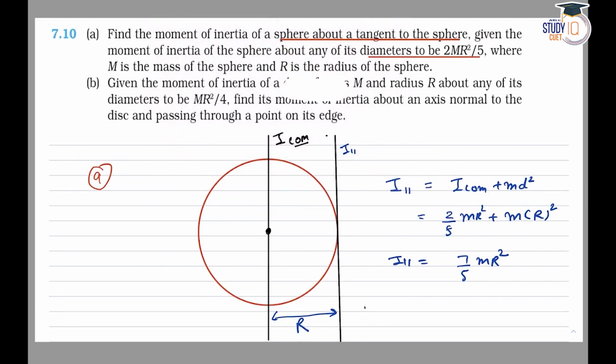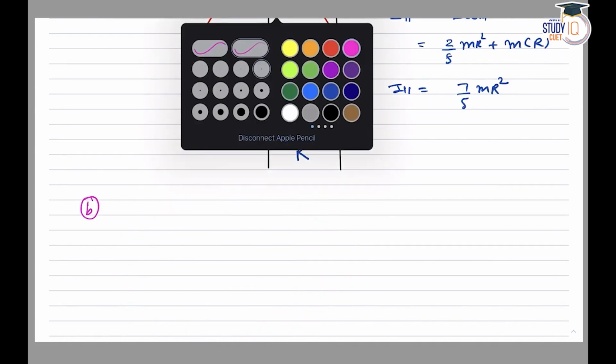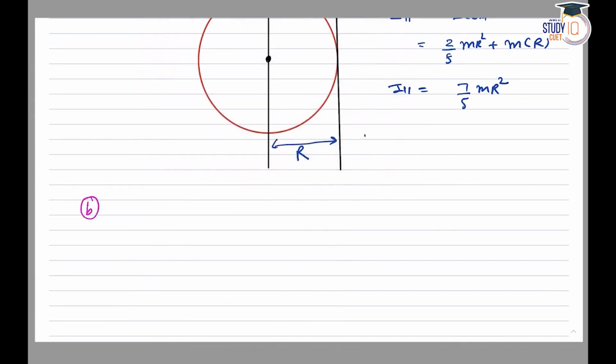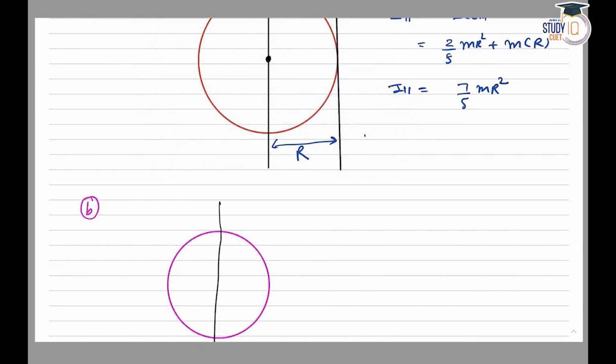Now the second part, which is B. In the second part, the moment of inertia of a disk of mass m and radius r about a diameter is given as mr square by 4, and we are supposed to find the moment of inertia about an axis normal to the disk and passing through a point on the edge. Moving to part B, a disk is given to us, and the moment of inertia of this disk about an axis passing through a diameter is given as mr square by 4.